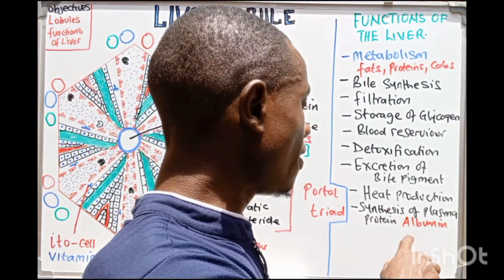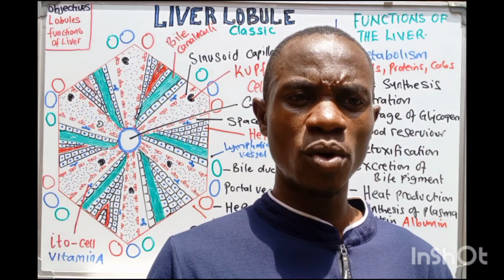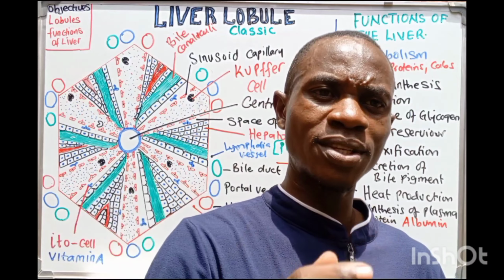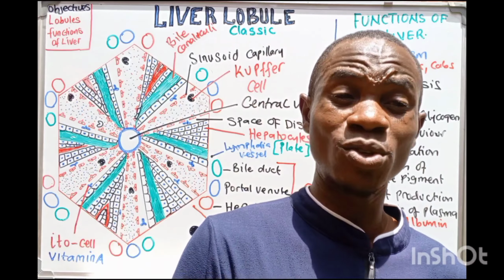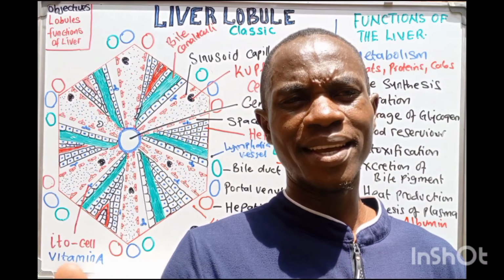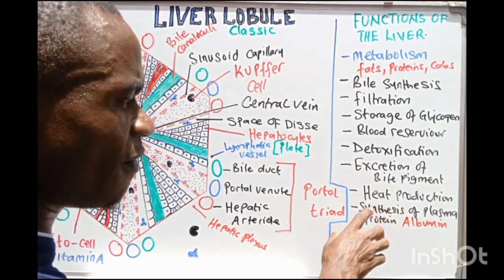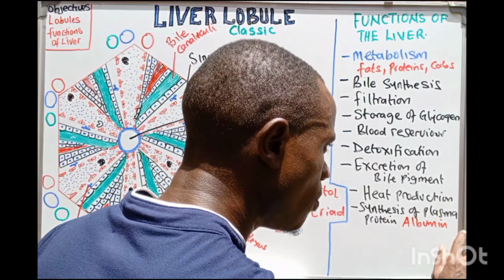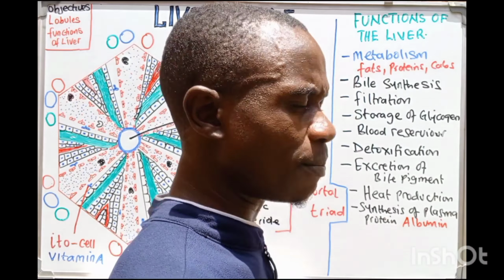So if the liver is damaged and cannot produce enough albumin, the oncotic pressure is going to go down, and then hydrostatic pressure is going to overshoot, pushing fluid from the blood vessels into the extracellular environment, making edema set in. So if someone has a liver problem and cannot make a lot of albumin, we expect edema.